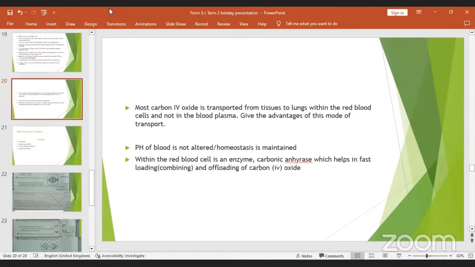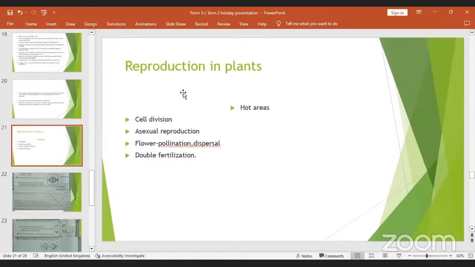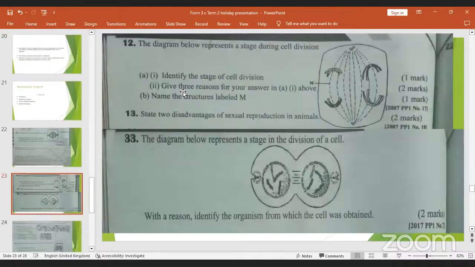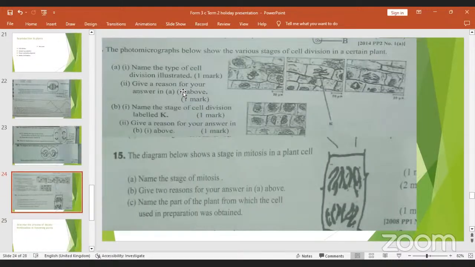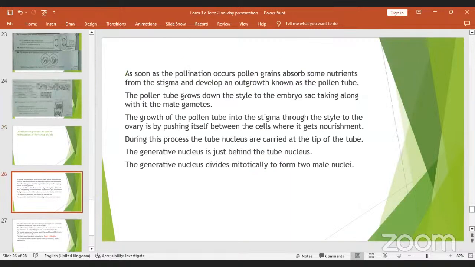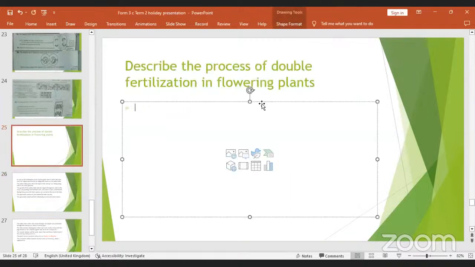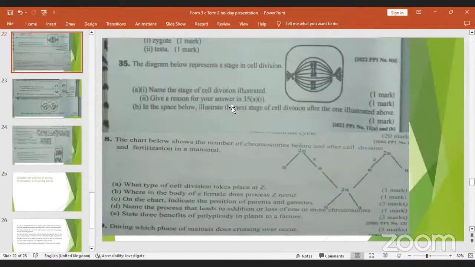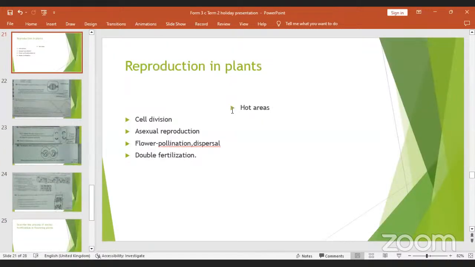Fertilization. Cell division. Cell division. Okay. Let us start with cell division. Yes, cell division. So we start with cell division.